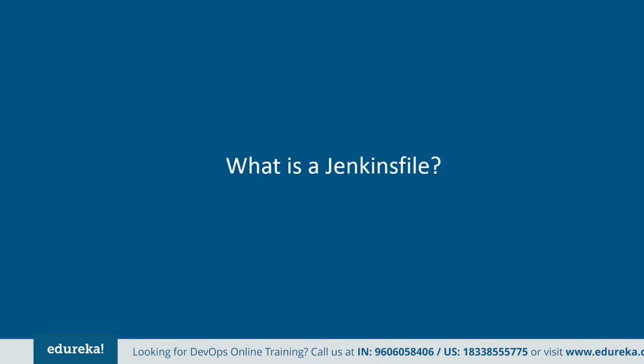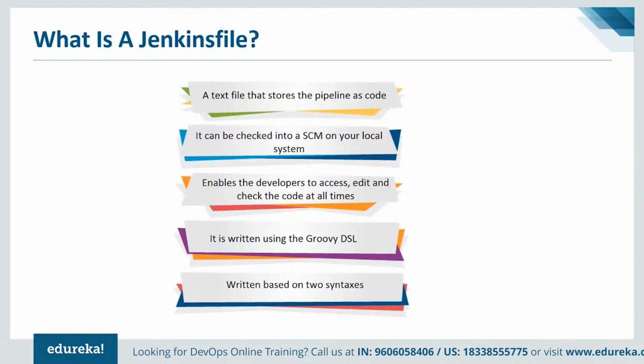Now let's look at what a Jenkinsfile is. The entire code of the pipeline is going to be stored in a text file, and that text file is known as a Jenkinsfile. Remember that this Jenkinsfile can be stored in a source control management or a version control system. The advantage of doing this is that it will let the developers access, edit, and check the code at any point of time.